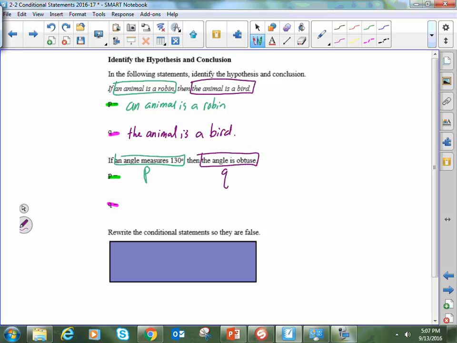Now what I'd like you to do is take a second and think, how could I rewrite those statements so that they're false? So rewrite the two statements and make them not true anymore, because right now the two statements that we have, those are true. Rewrite them so that they're false. When you're done, come back.